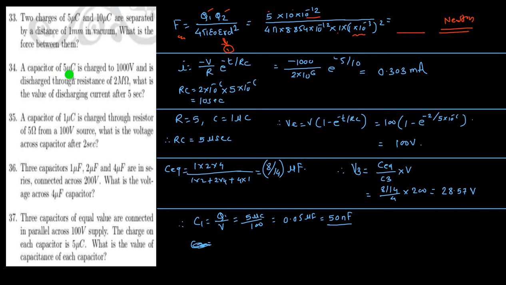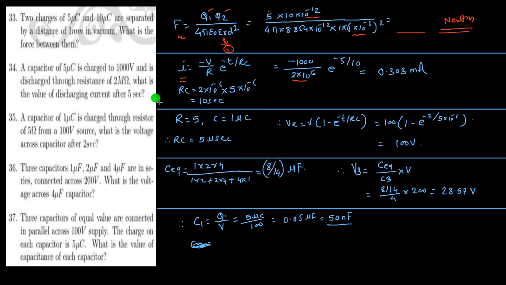The capacitor of 5 microfarad is charged to 1000 volt and it discharges through a resistance of 2 mega ohm. What is the value of the discharging current after 5 seconds? During the discharging, the current is given by minus V by R times e raised to minus t by RC. V is given as 1000. R is 2 mega ohm, so it is 2 into 10 raised to 6. The time is given as 5 seconds.